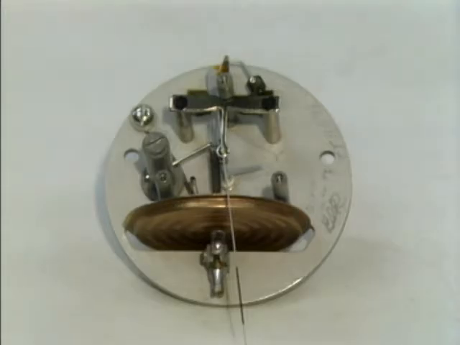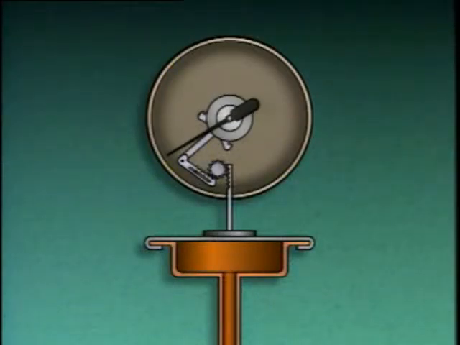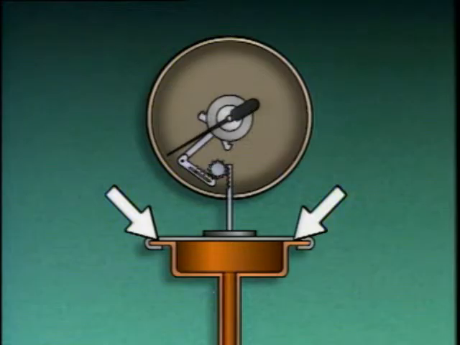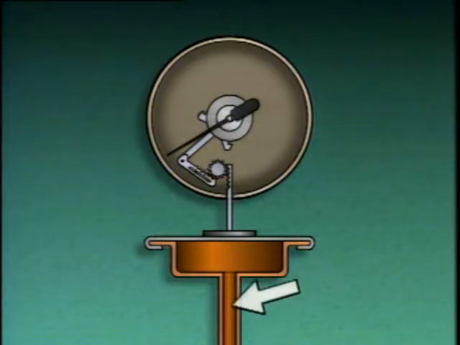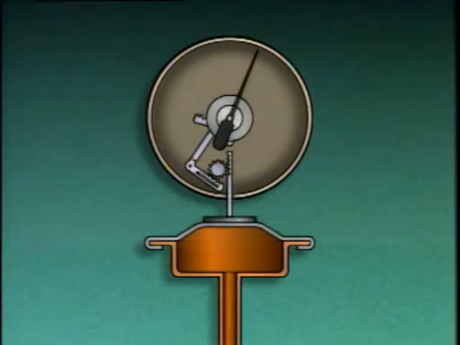Another type of pressure element is a diaphragm, or diaphragm capsule. Diaphragms are designed to measure very small changes in pressure. This metallic diaphragm capsule has two pieces of thin metal sealed together to form a capsule. The pressure connection is here. When pressure is applied, the capsule bulges and moves the pointer through a mechanical linkage.